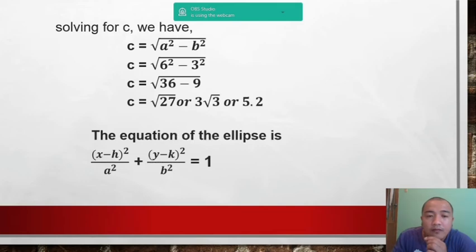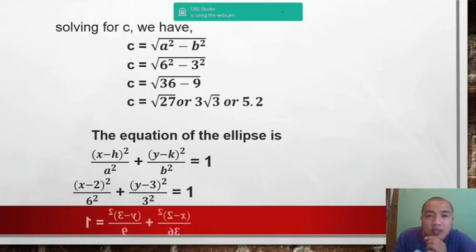So, we can now solve for the equation of the ellipse. X minus H, yun. Substitute natin sa formula. So, case 1. Substitute H by 2, K by 3, A by 6, B by 3. Then, this is now the equation of the ellipse. X minus 2 quantity squared over 36 plus Y minus 3 quantity squared over 9 equals 1.